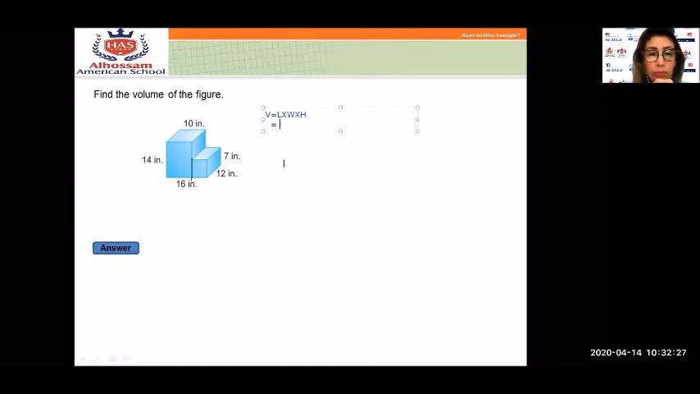The width is 16. Do you think that the width is longer than the length? Do you think so? No. So what do you think? The height is 16. What? The length is 16 and the height is 14.